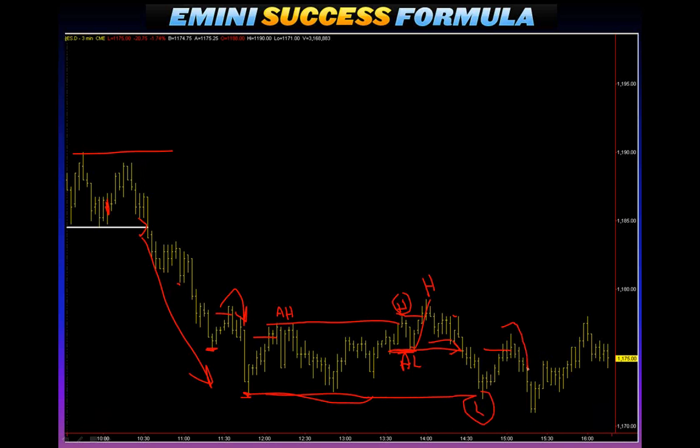Look at what the market did. Boom, right back down, hit your profit objectives. That high became an active high. Start the process down again. Isn't that beautiful? I mean, this is like textbook.